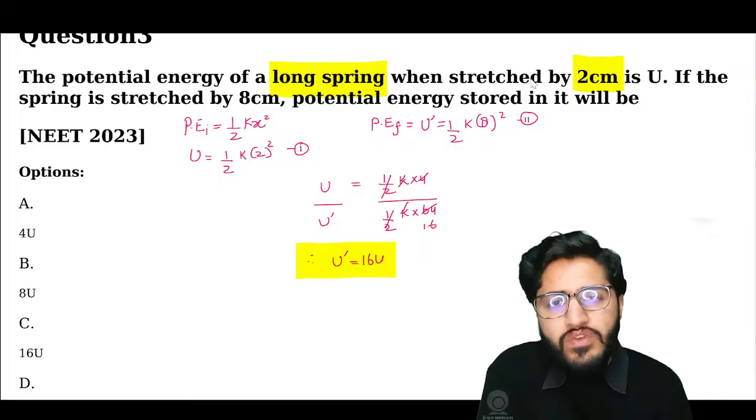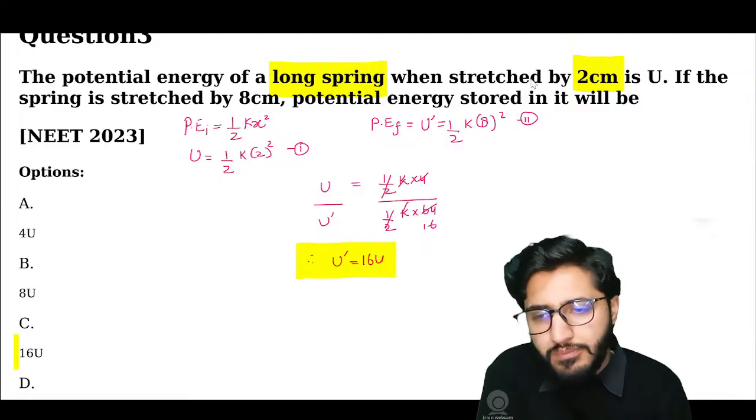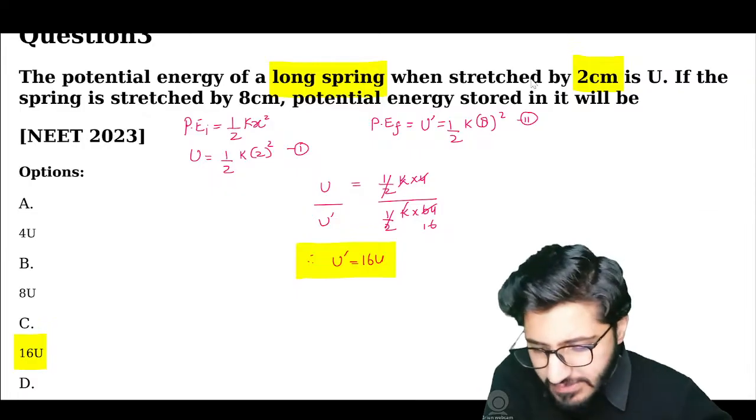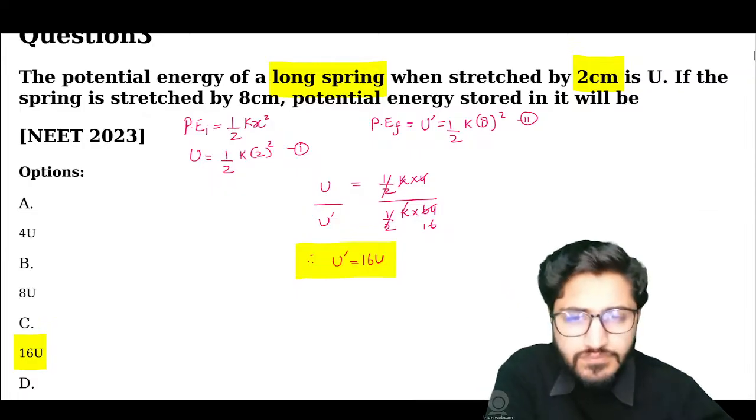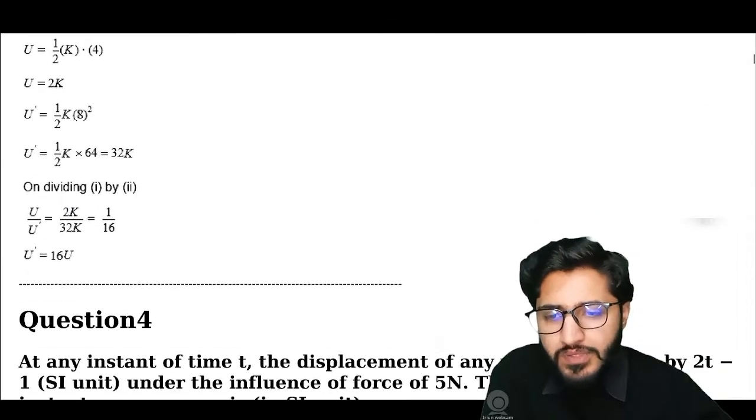So this is how we will get this answer. It is 16U, that is option number C. Option number C is my answer. Easy? Yeah, option number C is answer.